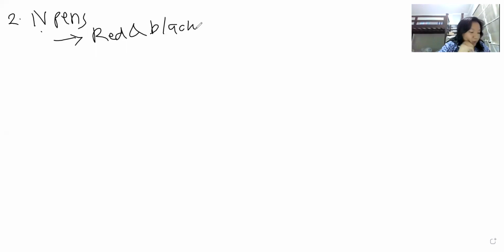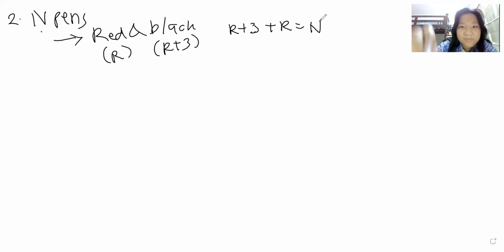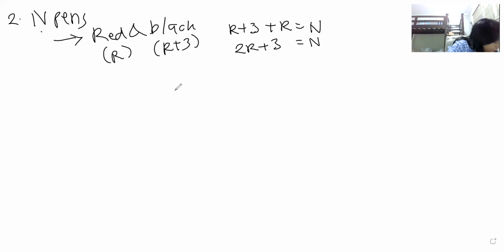The question told us that the number of black is 3 more than red. So it means that I can just write red as R. So black means R plus 3. You can conclude that R plus 3 plus R equals n, the number of pens. We'll simplify this. It will become 2R plus 3 equals n. This is important. You need to save that.